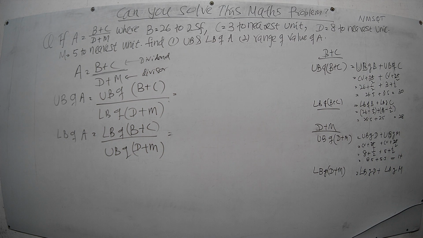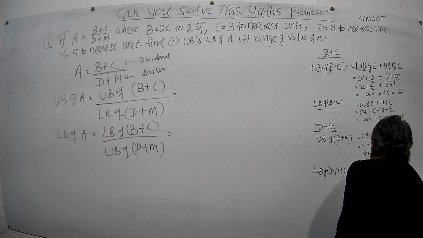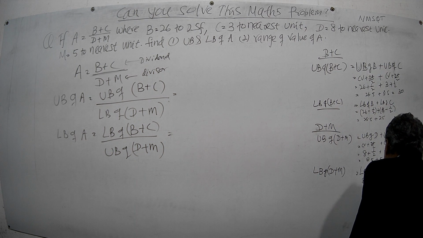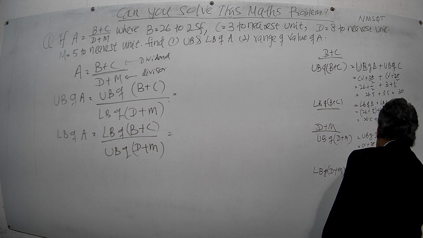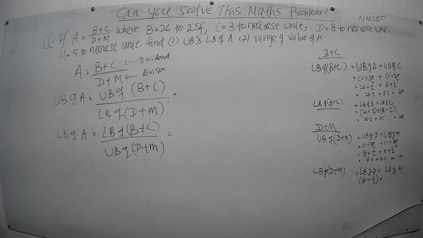Then the lower bound of D. The lower bound of D is the lower bound of a single corrected value. To find the lower bound of a single corrected value, the general formula is used, that is corrected value minus degree of accuracy over 2. What is the corrected value of D? 8. You can put 8 here. 8, then minus degree of accuracy, nearest unit, 1 over 2. Right, then this one, the lower bound of M.